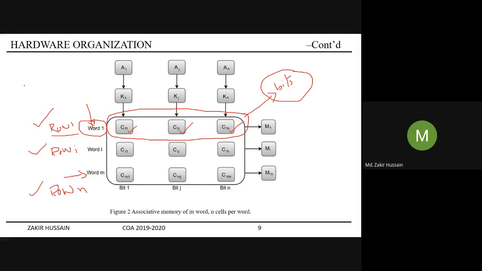Now suppose our plan is not to compare all n bits, 1 to n. Our idea is only to pick fewer bits and ensure that match is happening on those. The other bits we are not bothering about whether match is happening or not. We are bothering about only fewer bits. In such a case also, this M is set to 1 if the fewer bits match. That depends upon our algorithm.